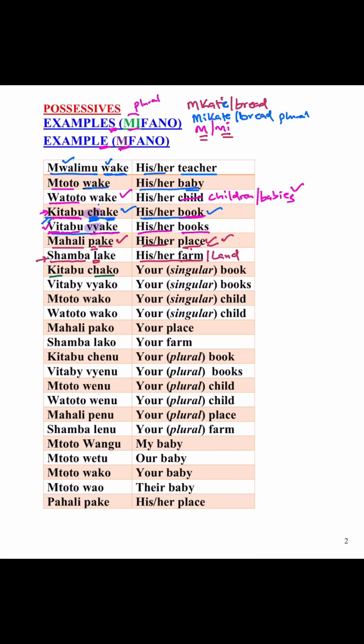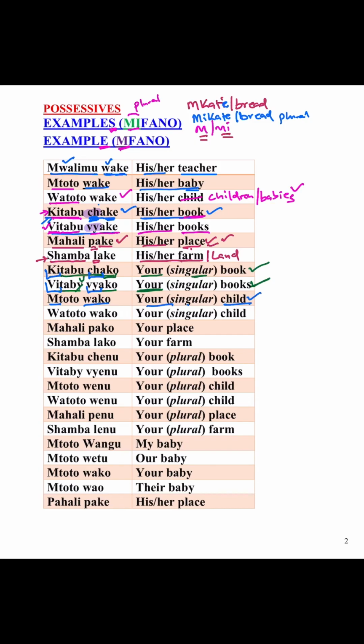Kitabu chako. Ako here means yours. So kitabu chako means your book. And this is just singular. You are one person. Just like me talking to you. Your book. Vitabu vyako, that means you are still singular person. Books. Now vitabu vyako. See, the plural here, vi goes with vy. Ki goes with ch.